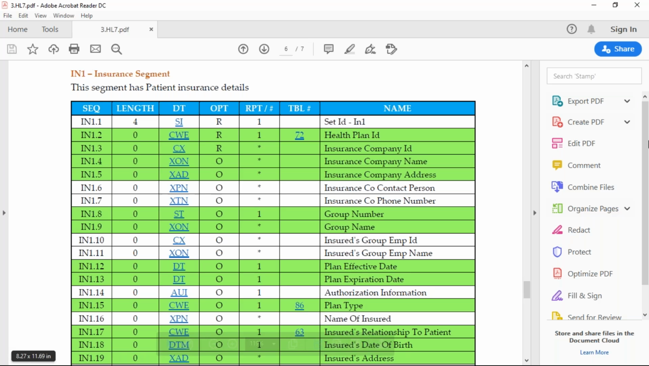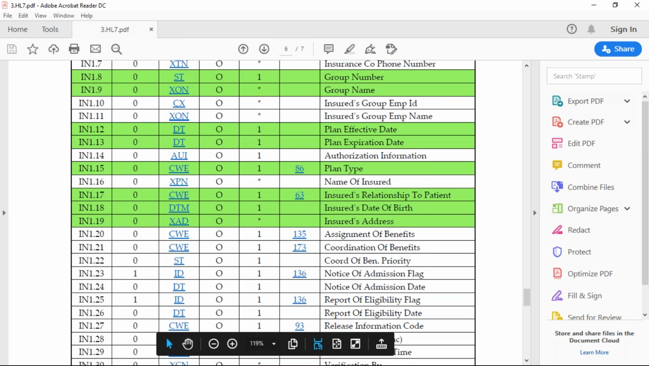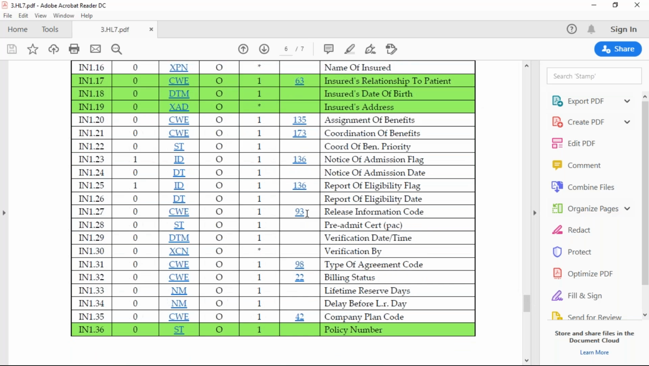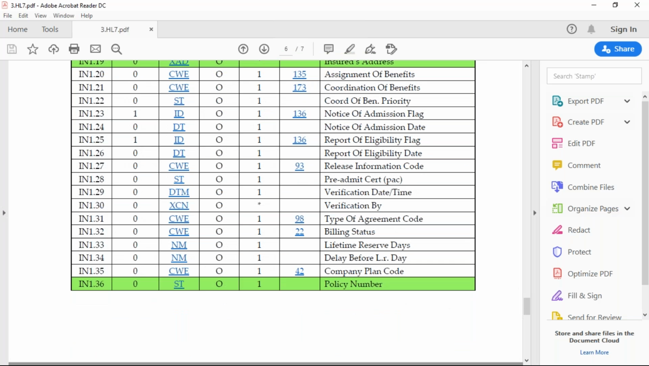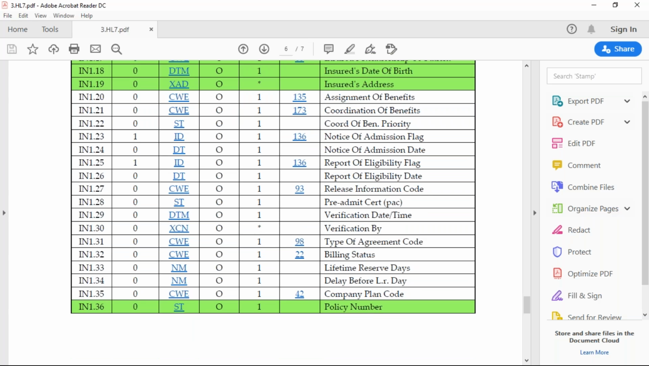Then next we have the insured's date of birth and the insured's address, which is pretty straightforward. And next we have IN136, which is the policy number. Each and every insured person who gets registered with the insurance company will have a policy number, right? So that policy number is present here.